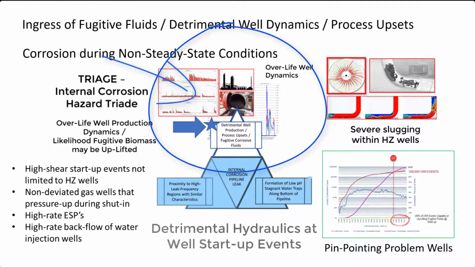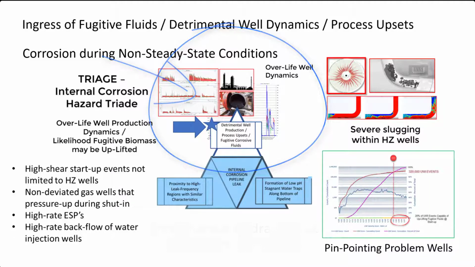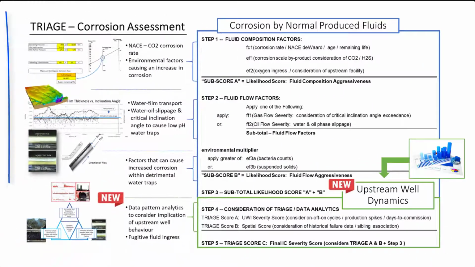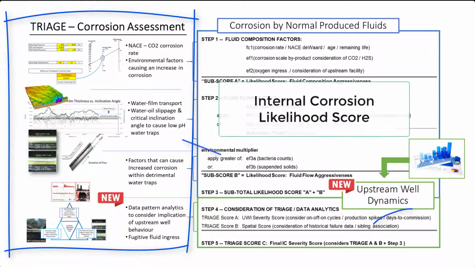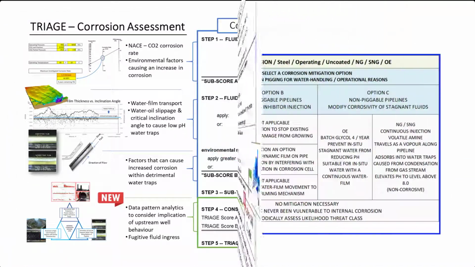Finally, we consider whether the hydraulics associated with well startup procedures are likely to uplift the corrosive biomass sludge into the connected pipeline system. The TRIAGE algorithms translate the factors included within the corrosion triangle into a mathematical severity score.